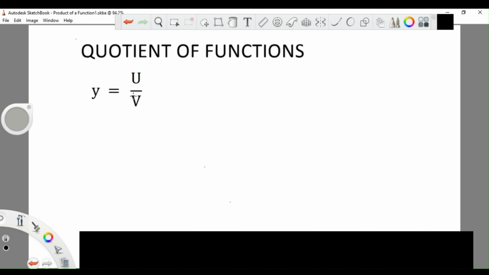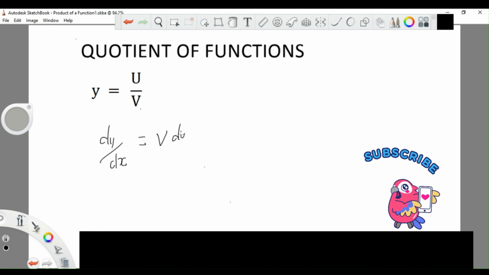This is used to differentiate division of two functions. For example, we have y equal to u over v, where u and v are functions of x. If we are to differentiate this, firstly, because u and v are functions of x, it is dy over dx equal to, we put down the bottom function, which is v. Then we differentiate the numerator, which becomes du dx, then minus.